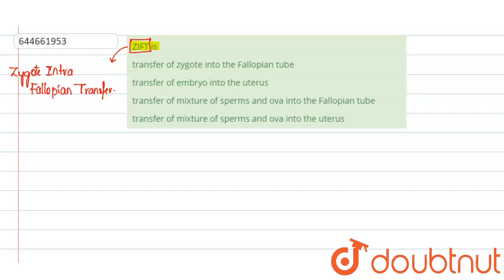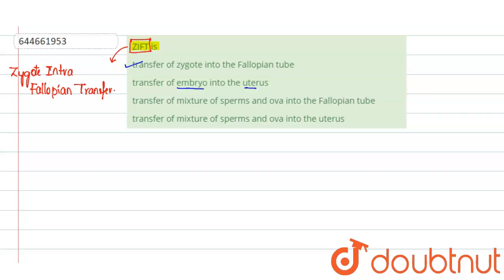So in ZIFT the zygote will be directly transferred into the fallopian tube of the female reproductive tract. So let us see the first option. It is given as transfer of zygote into the fallopian tube. So it is right. Let us see the second option. It is given as transfer of embryo into the uterus.